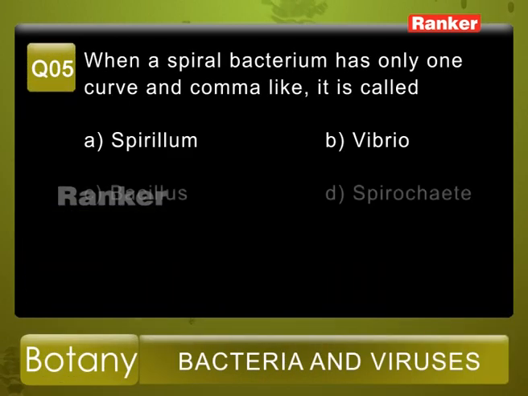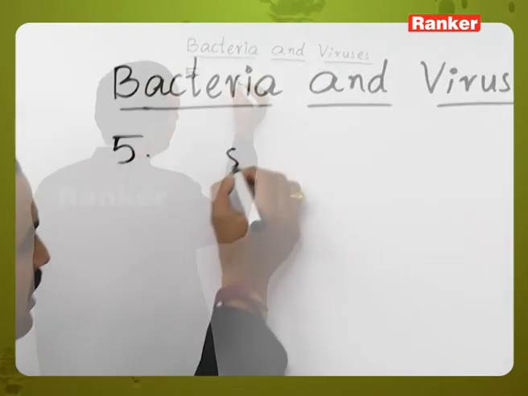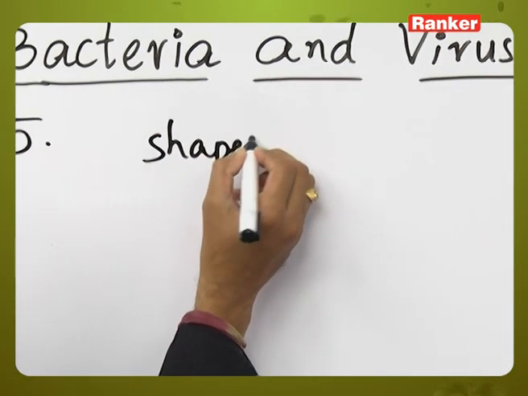Question number 5. When a spiral bacterium has only one curve and is comma like, it is called. The given options are A. Spirillum, B. Vibrio, C. Bacillus, and D. Spirochete. So this is also a question related to the shapes of the bacteria.